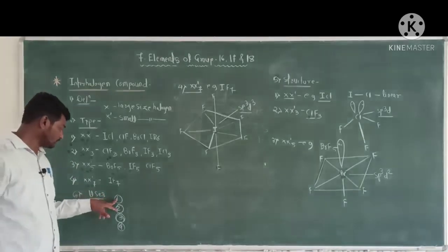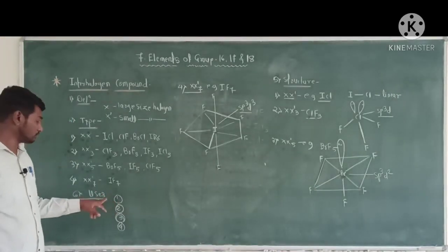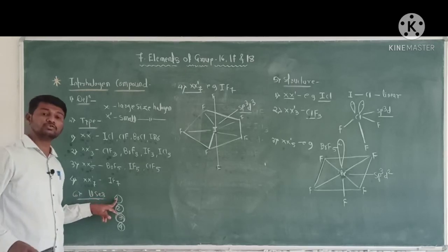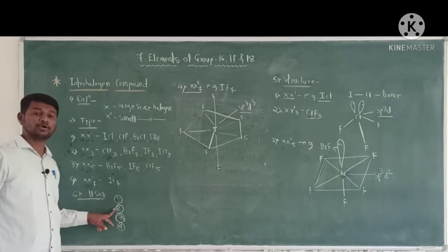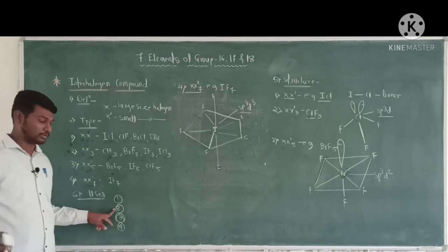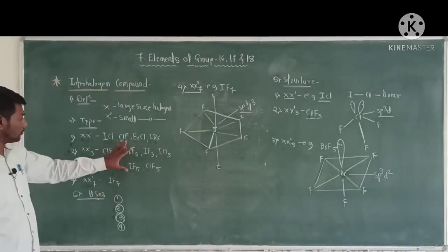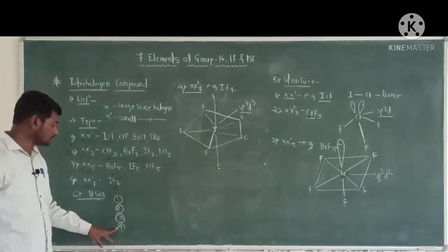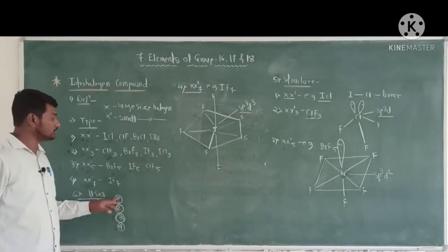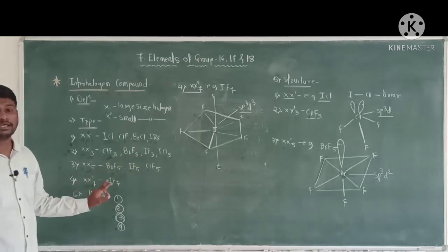To summarize the uses: first, interhalogen compounds are used for the preparation of polyhalides. Second, as a non-aqueous solvent. Third, as a fluorinating agent. And last, as a halogenating agent.